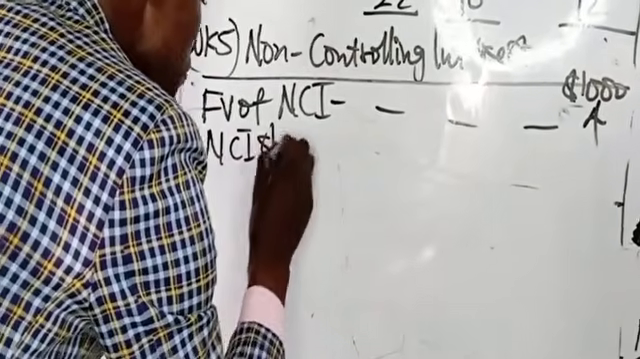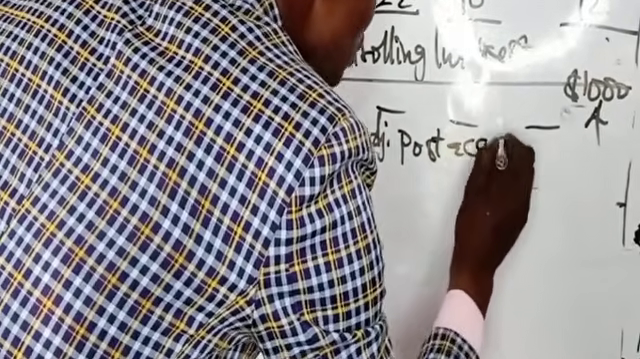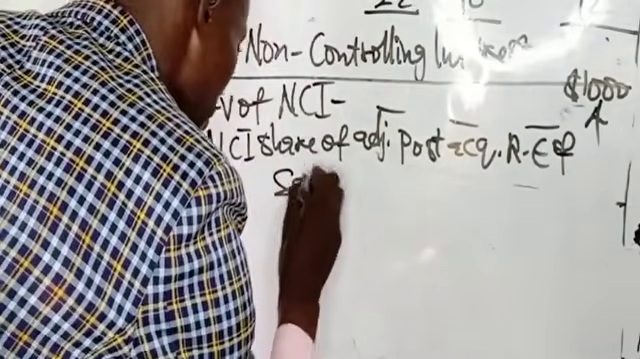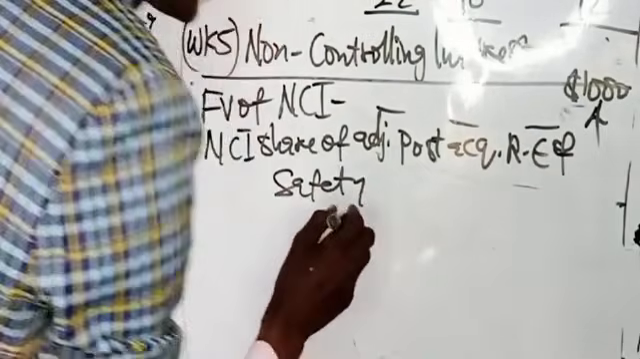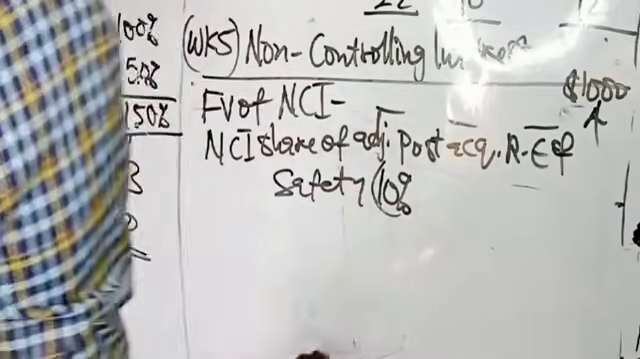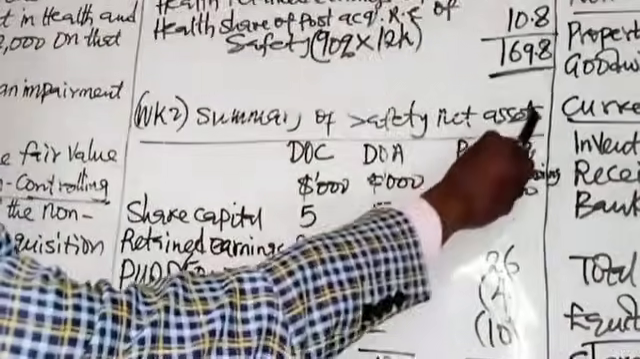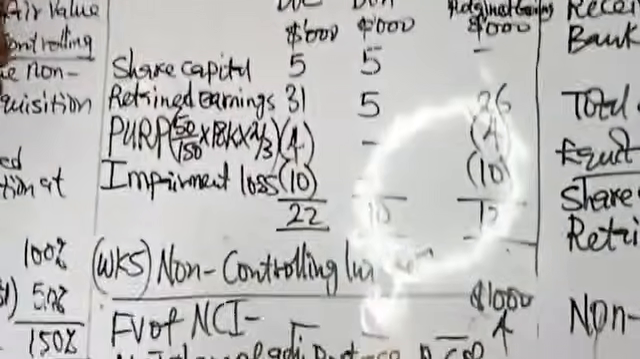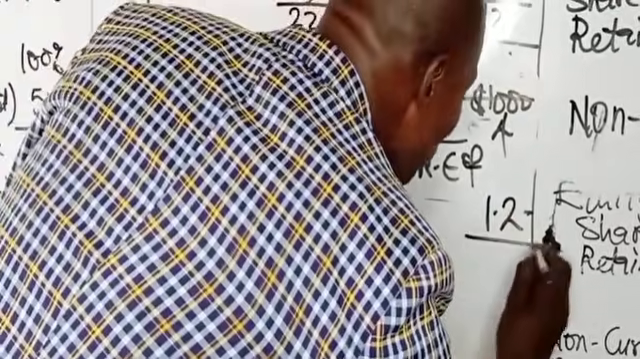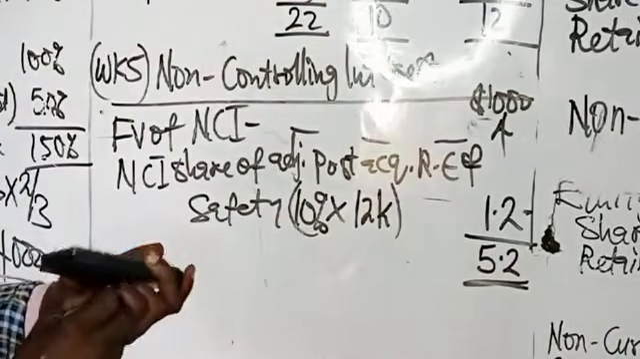Then after that, you have NCI share of adjusted post-acquisition retained earnings of Safety. Remember, the percentage attributable to NCI is 10%, since out of 100%, 90% were acquired by the parent. So 10% of, go back to the summary of net assets, post-acquisition retained earnings to be 12. So you have 10% of 12,000. That gives us 1.2. If you add 1.2 to 4, then you have 5.2. That is our non-controlling interest.